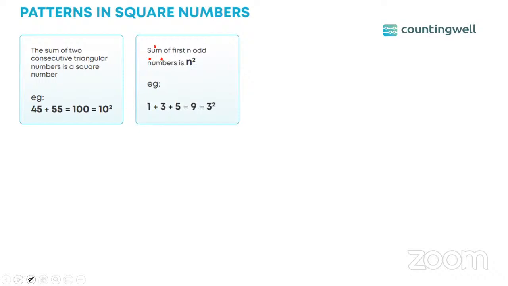Now let us see the sum of first n odd numbers. Observe that the first three odd numbers are 1, 3 and 5. If we take the sum of 1, 3 and 5, we will get 9, which is nothing but 3 square. So if you take the sum of first three odd numbers, you will get n square, or you will get 3 square. Similarly, sum of first four odd numbers will be equal to 4 square. Sum of first 5 odd numbers is 5 square. Sum of first 6 odd numbers is 6 square.